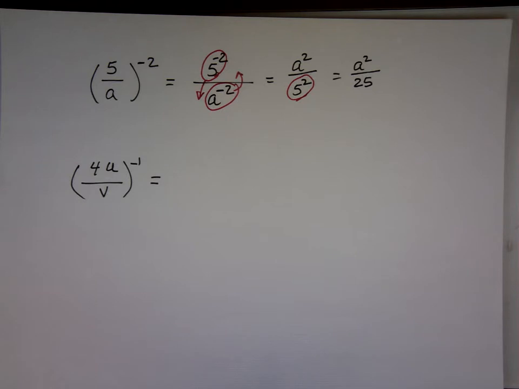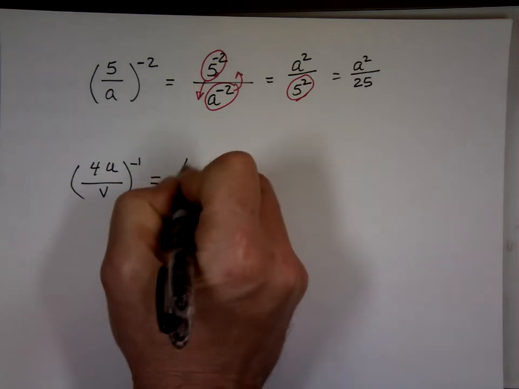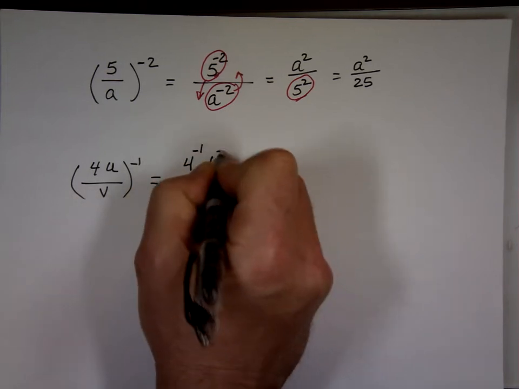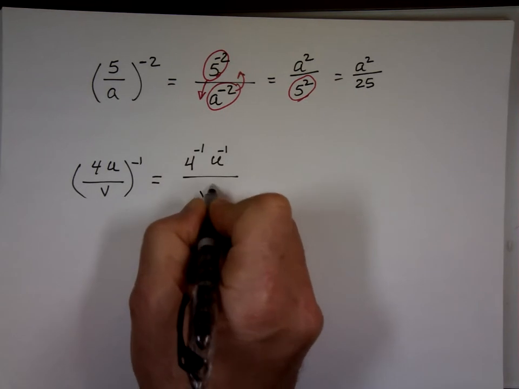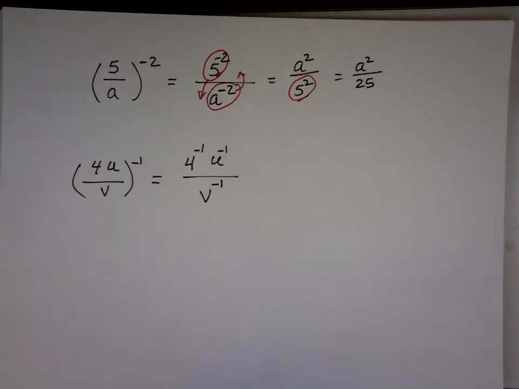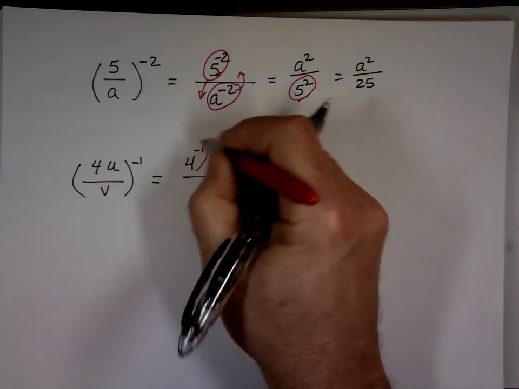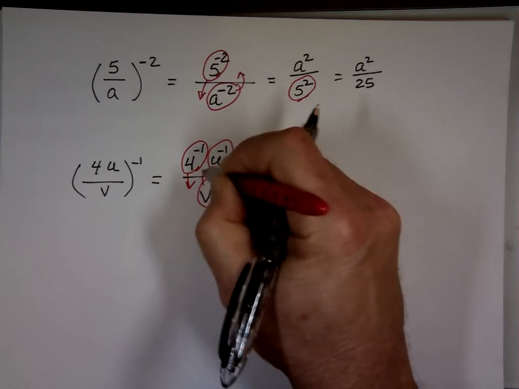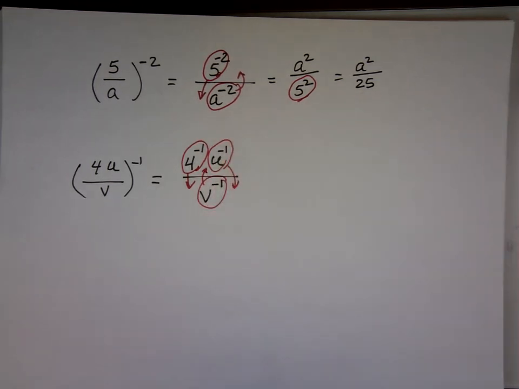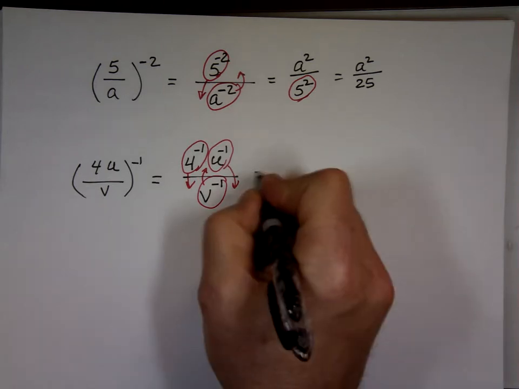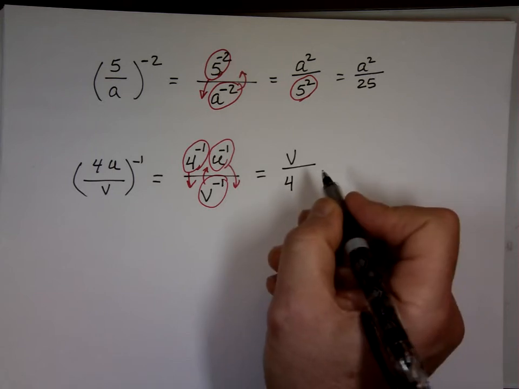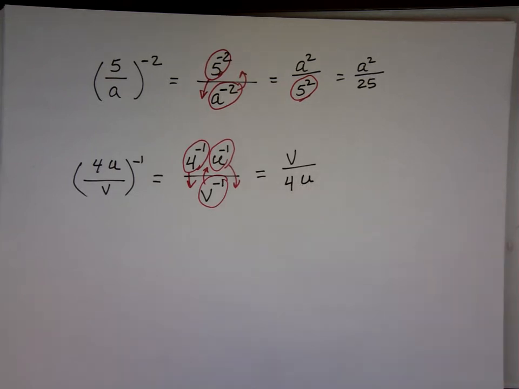So what do we have? 4 to what power? Negative 1. u to what power? Negative 1. v to what power? Negative 1. Negative exponents, again, move them up and down. Down, down, up. That becomes v over 4 to the 1, which is 4. u to the 1, just don't put the 1 if it's 1. And that's the answer.